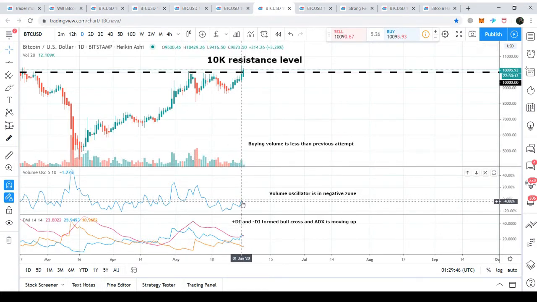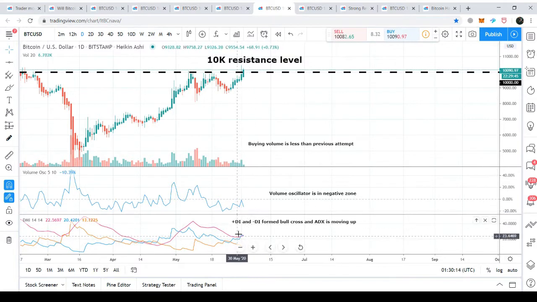And if we watch this volume oscillator that is showing the power of bulls, then we can see that the volume oscillator is in negative. Even if we watch the previous attempts, then the volume oscillator was showing the power of the bulls. For example, here it was more than the 23 level, and here it was more than the 28 level. At this time, it is in negative. That is a bit critical situation by the volume indicators.